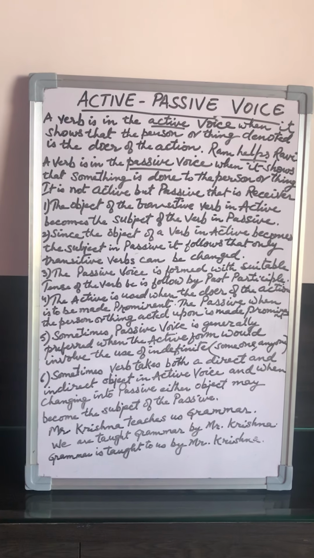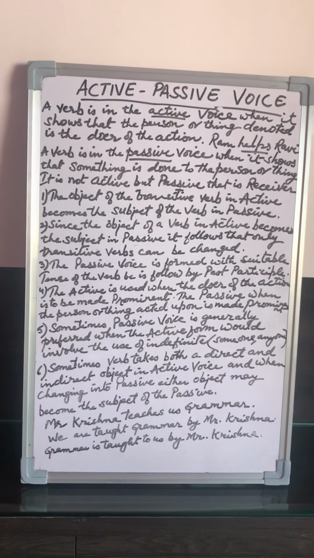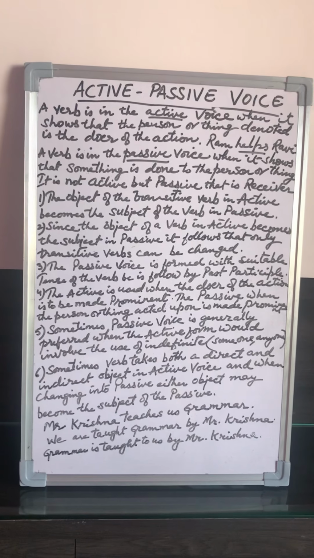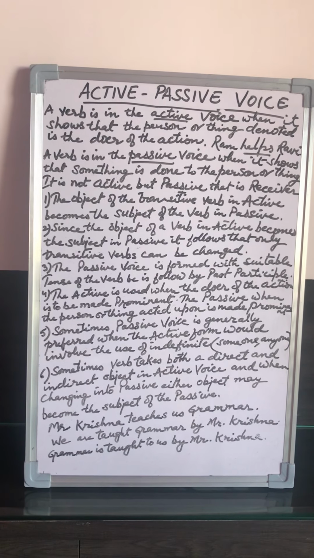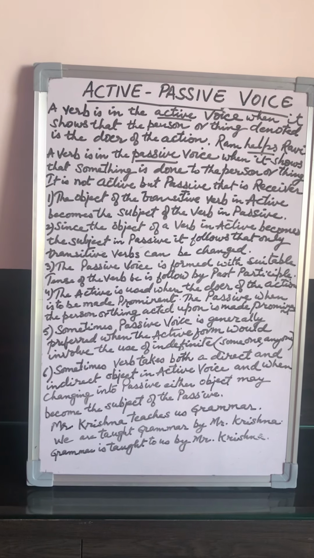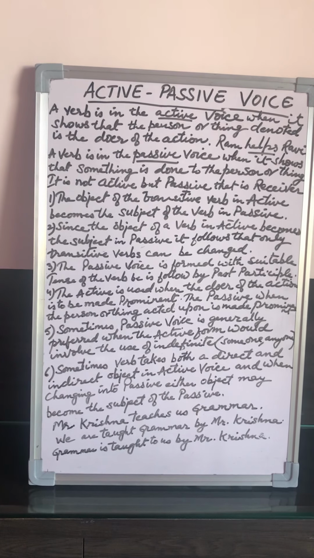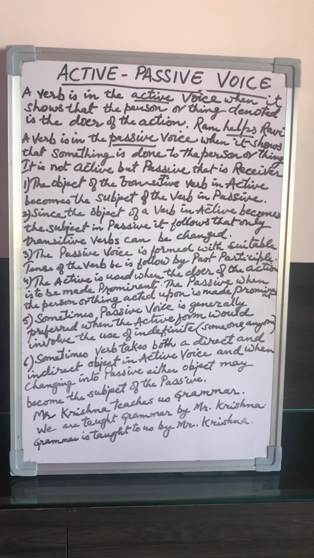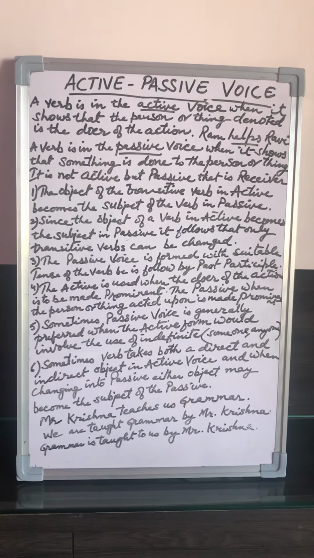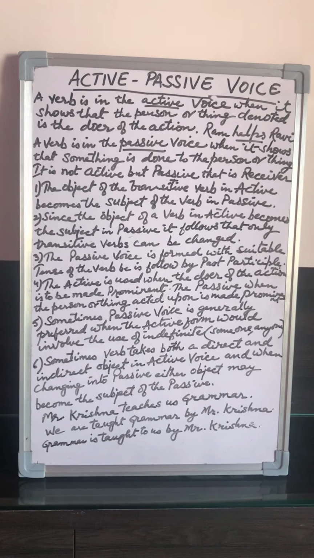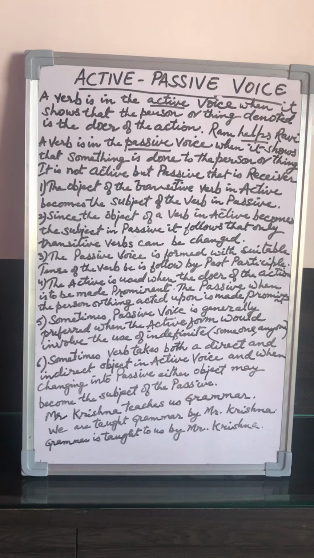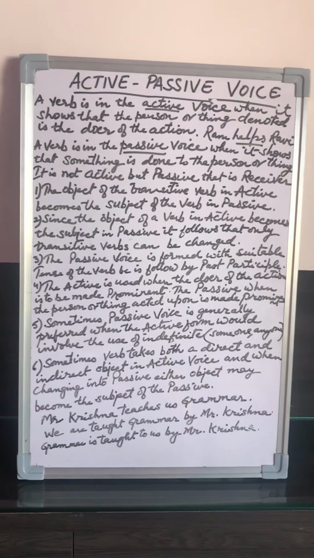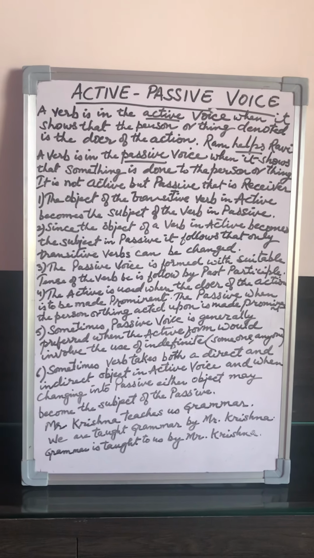It will be seen that these two sentences express the same meaning, but in sentence 1, the form of the verb shows that the person denoted by the subject does something. He is the doer of the action. Ram helps Ravi. Means Ram is here doing something. He is helping Ravi. The verb helps is said to be in the active voice.